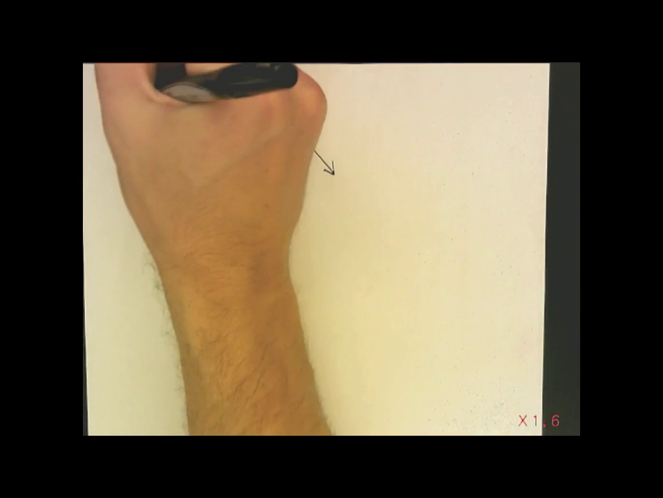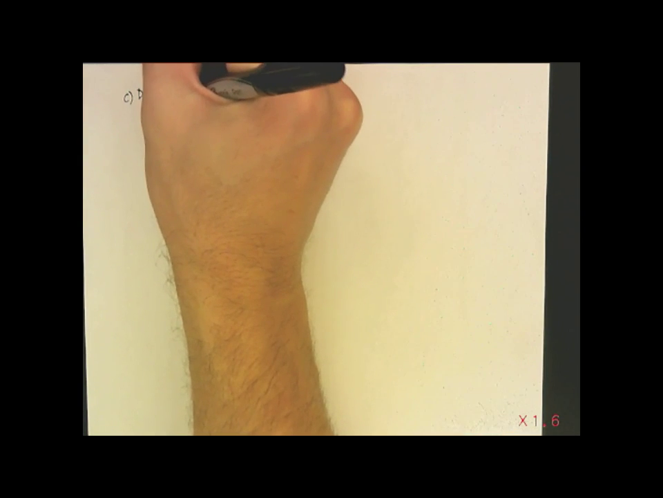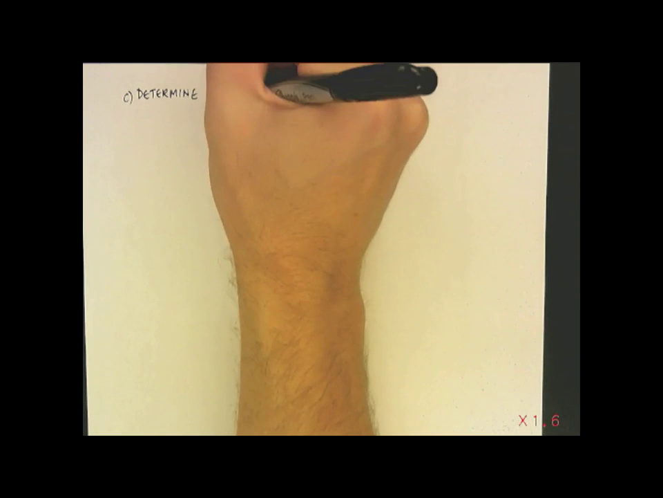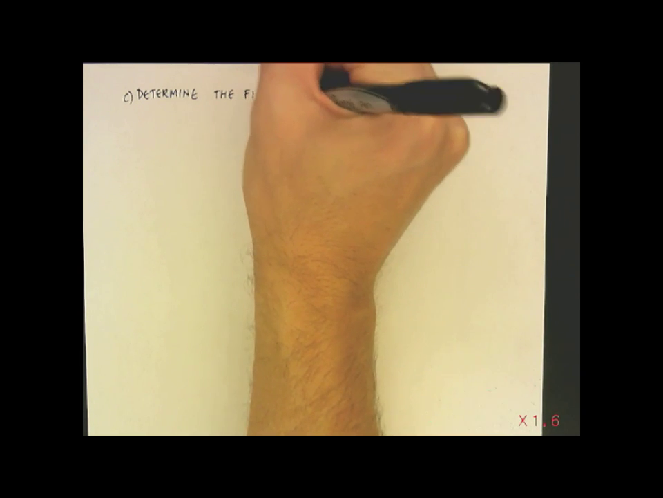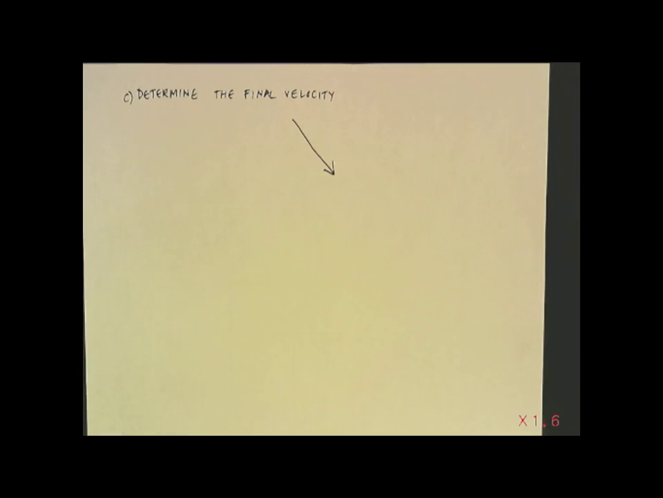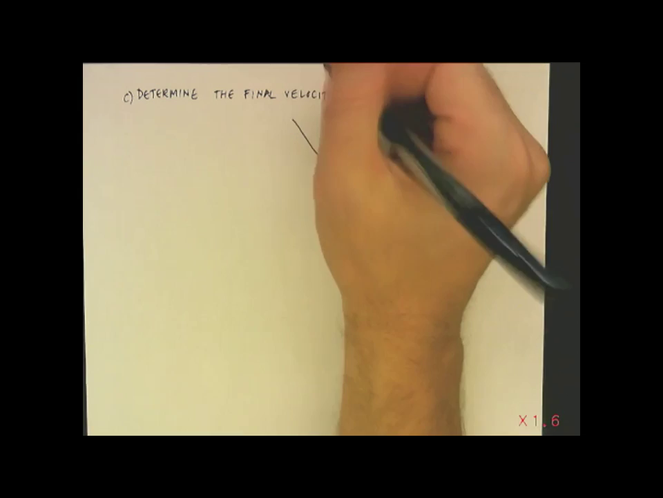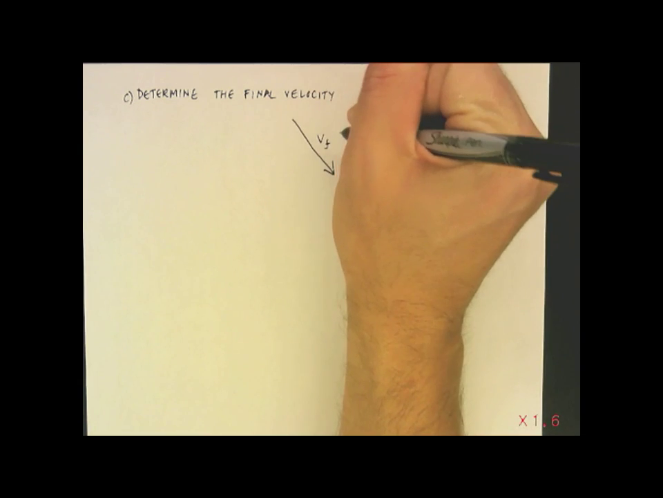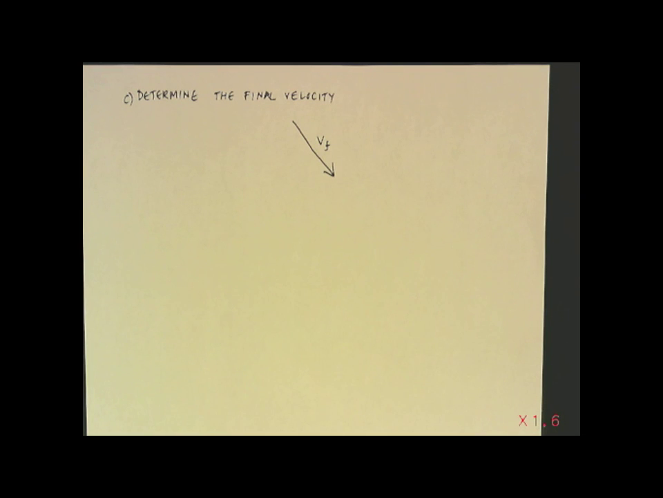And this is a result of the fact that it has two components to its velocity, both a horizontal and a vertical. So your job in part C is to determine the final velocity. And you could be asked to do this in a type 1, a type 2, or a type 3. And the steps for all three of these are the same. Your job is to find the magnitude and the direction of this velocity, the projectile just before it hits the ground. So how do we do this?